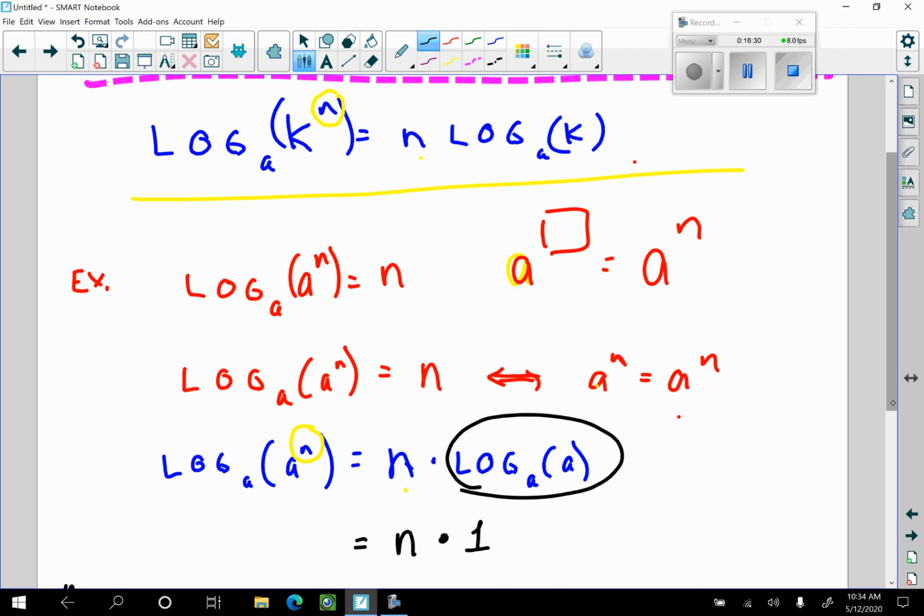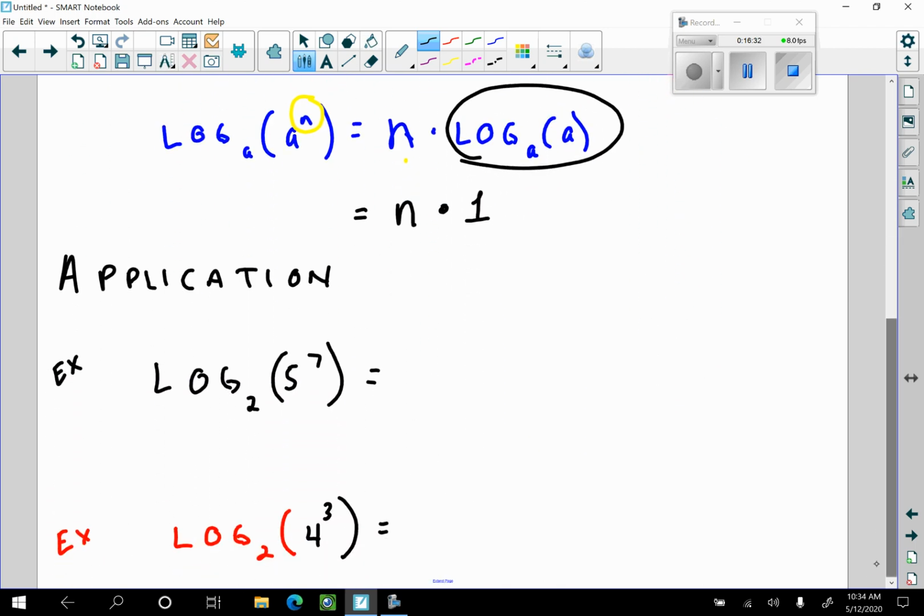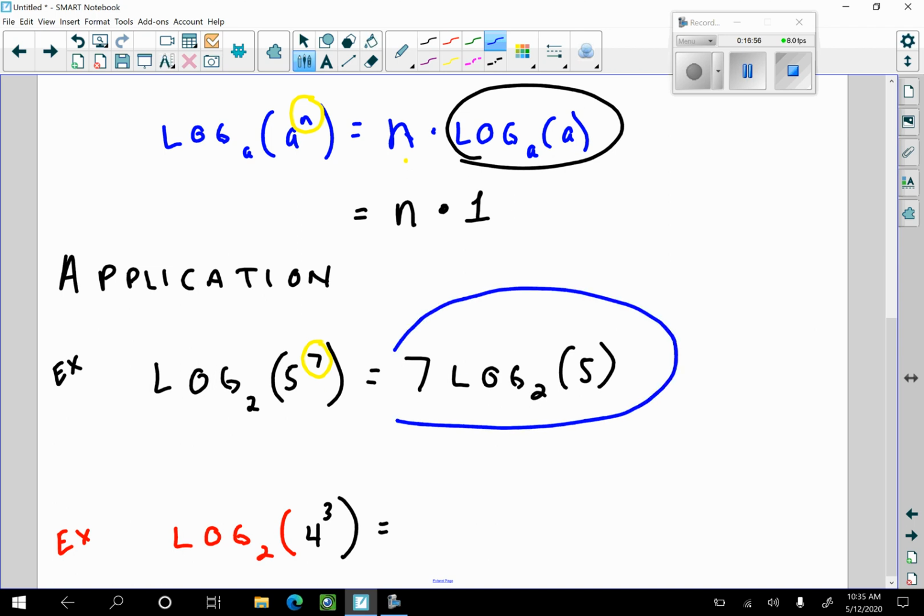Okay? So let's just do another simple little application that doesn't come out so nice. I have log base 2 of 5 to the 7. All I can do with that is write it this way. I'm going to take this exponent and write it down in front. That's going to be 7 times log base 2 of 5. And you know what? I really cannot simplify that. That's done, over. That's all you can do with that rascal right here.